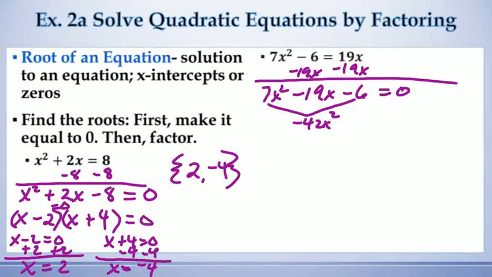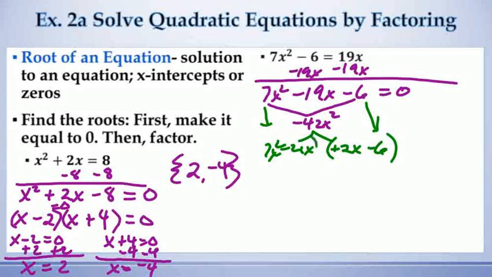To get negative 19x, I can multiply this by, this would be a negative 21x and a positive 2x. And I bring down the outer 2. So here's your 7x squared. Here's your minus 7, or minus 6. Now I just factor. I can take a 7x out of 7x squared and 21x. That leaves me with x minus 3.